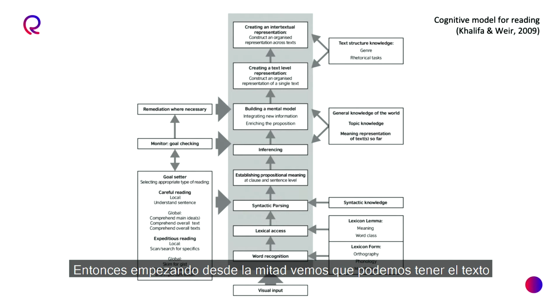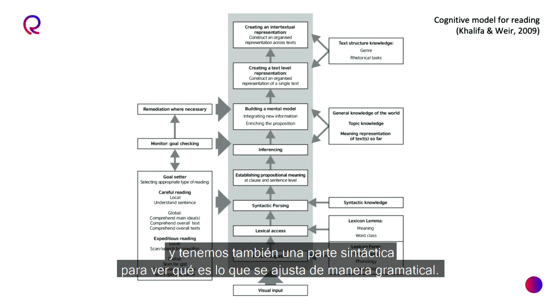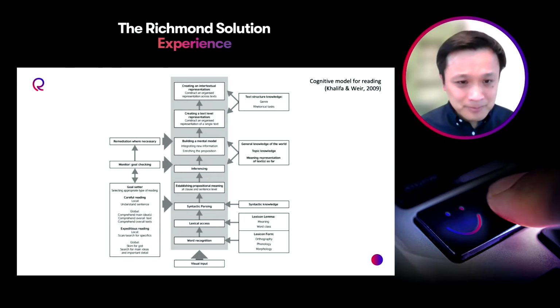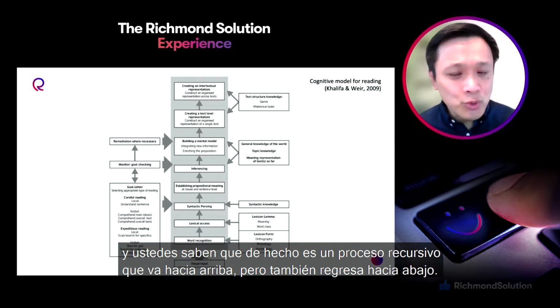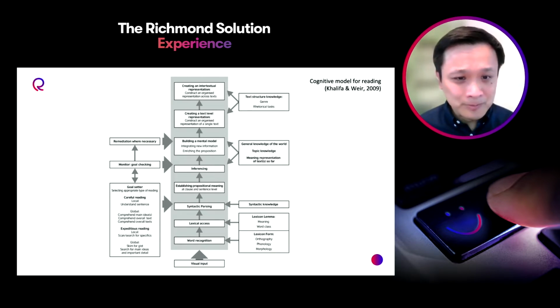And if you take a look at the middle of the slide, is where you see the actual reading process happening. So starting from the bottom, there is a visual input, which is the text. And when you read the text, you recognize words, you try to understand the meaning of the words, and then there's syntactic parsing where you figure out where it fits grammatically. And then you do things like inferencing, as well as building a text-level mental model, and so on and so forth. Now, the arrows in this all go upwards, but as you know, in reading, it's actually a recursive process, so they go upwards, but they also go back down.